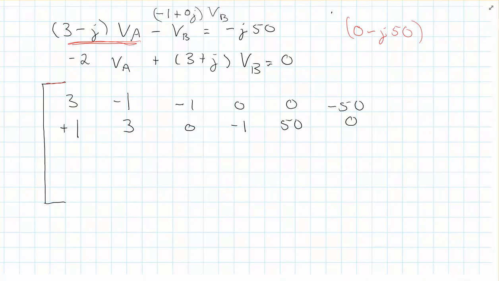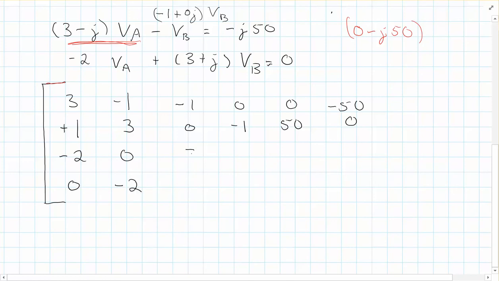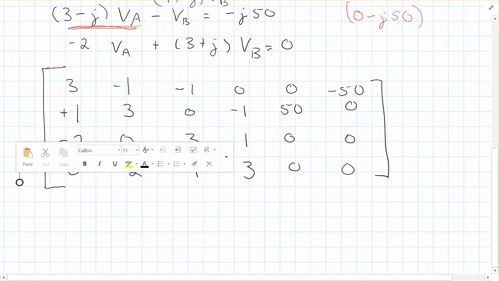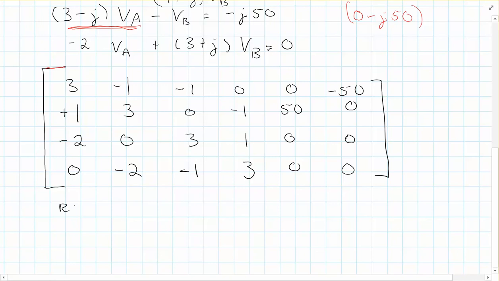Now we're going to do the exact same thing for the second equation. So I'm going to have minus 2, 0, 0, minus 2, then 3, positive 1, negative 1, and then 3. And then 0, well that's easy, I'm just going to have 0, 0, 0, 0. So that's my matrix. Now we plug that into our calculator and do reduced row echelon form.